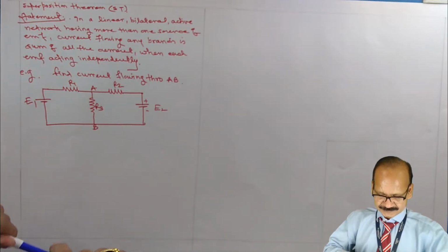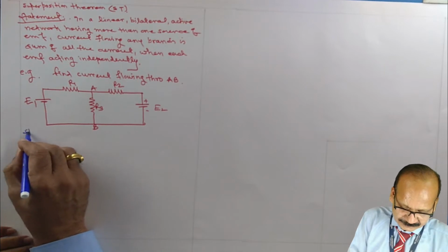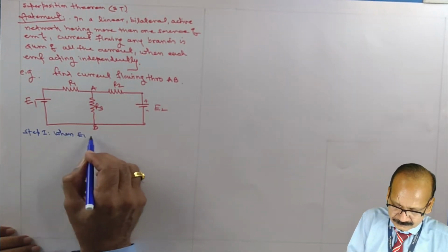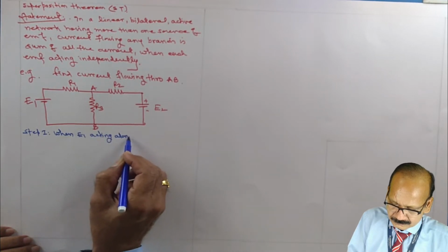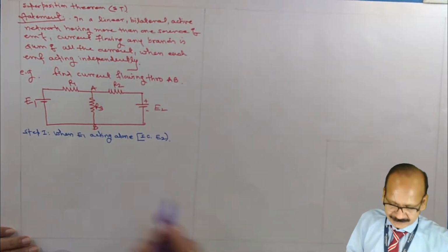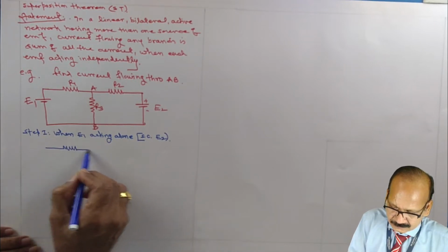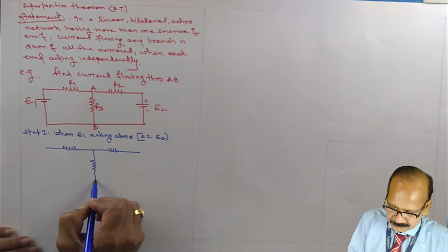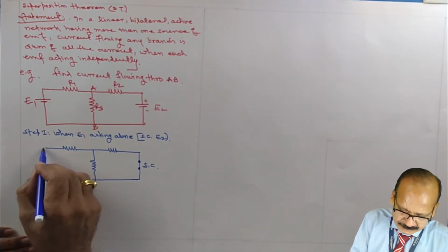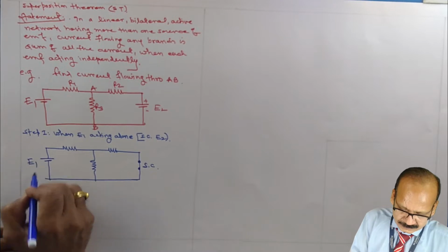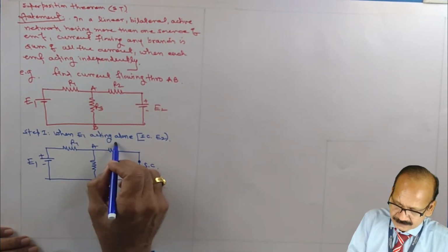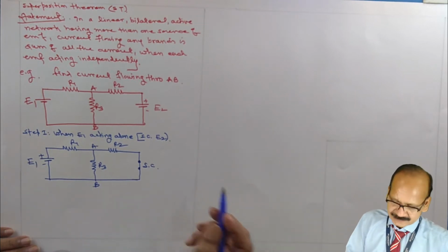Now there are three steps which we have to follow. Step 1: when E1 is acting alone, short circuit E2. Redraw the diagram with E2 short circuited. And this is E1, this is A, B, R1, R2, R3. Say the current distribution is like this.